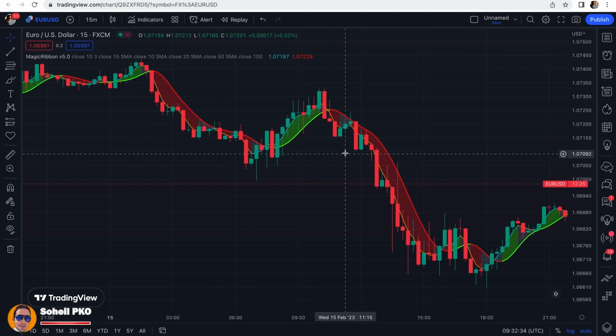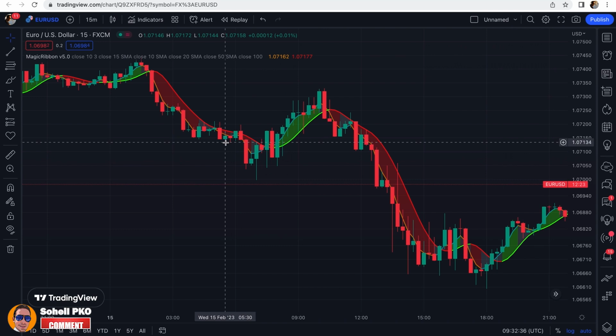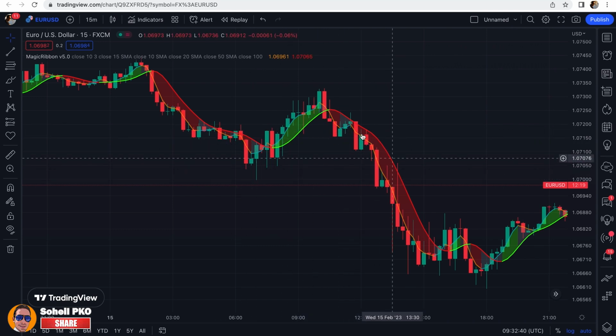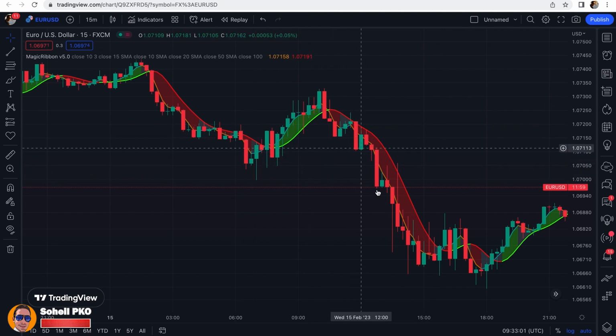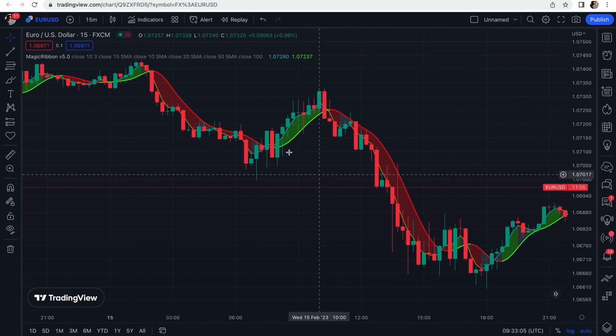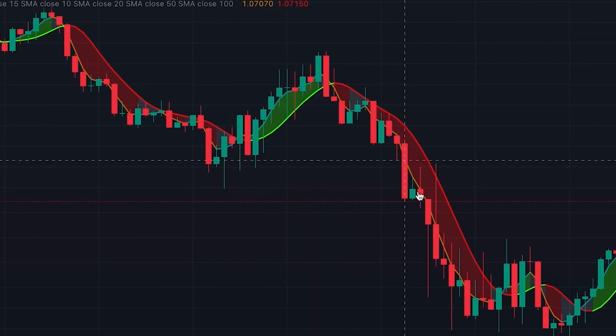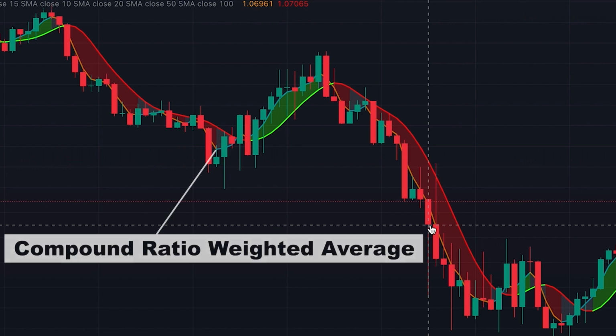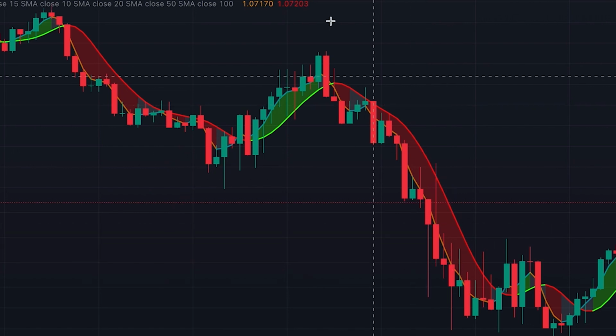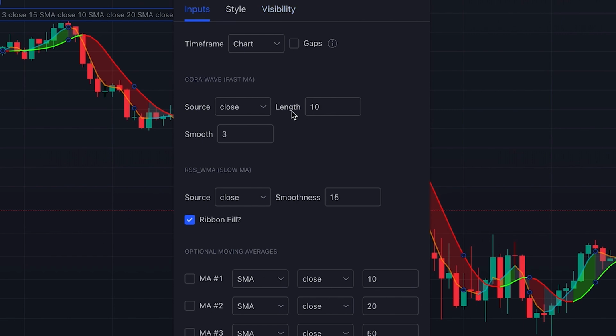Alright, this is the indicator, and as you can see, we have a ribbon overlaid on the price chart that changes color between red and green. It's kind of like having two moving averages that cross each other, but they are not simply two moving averages. This line that is moving closer to the price action is our fast line, which is a compound ratio weighted average. It's a moving average where the weights increase in a logarithmic linear way. This line has two components: one is length, the look back period of the moving average, and the other is smooth, which is the smoother line for trading signals.